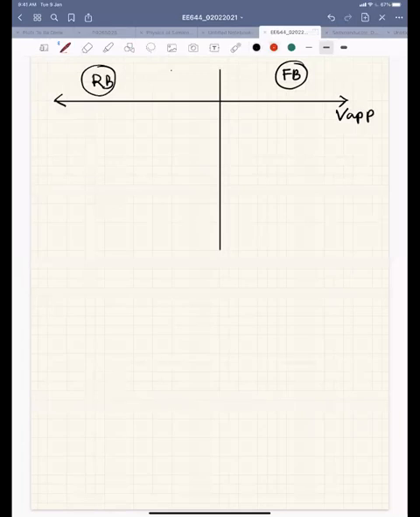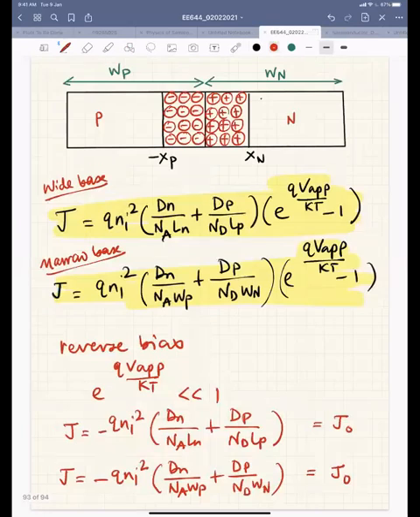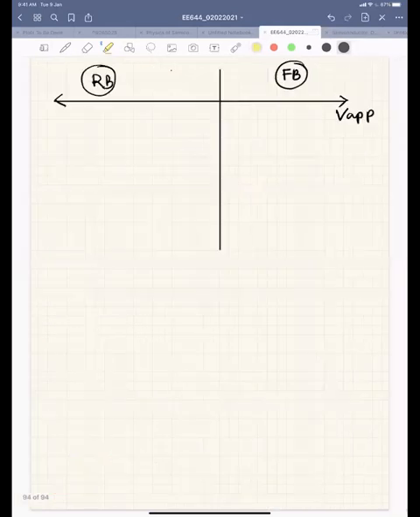So here we saw that this current depends on all those factors we are talking about: Dn, NA, Ln, Dp, ND, Lp, ni. They are all constants. Once you fabricate the diode, these parameters are all constants, so your current is constant, somewhere like this. And this is your reverse saturation current.